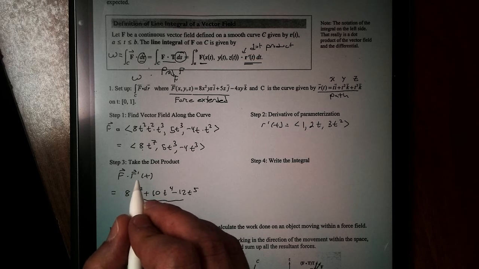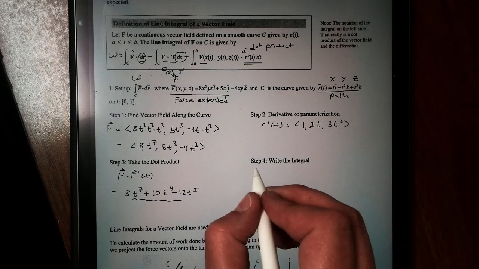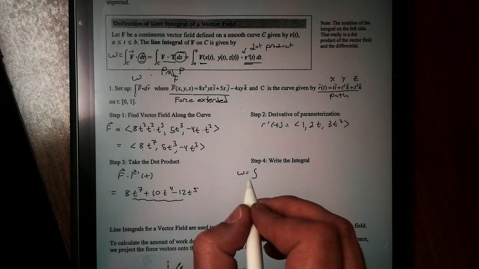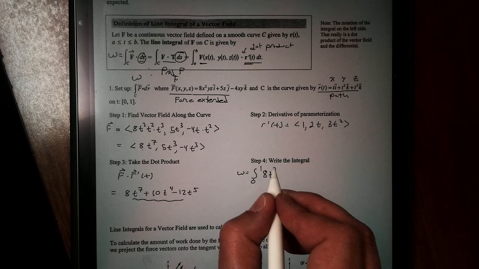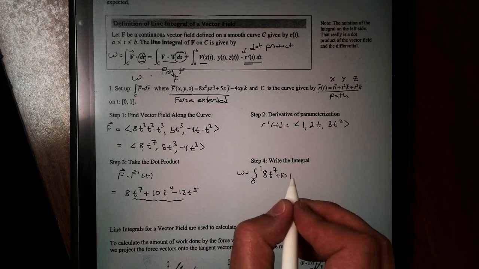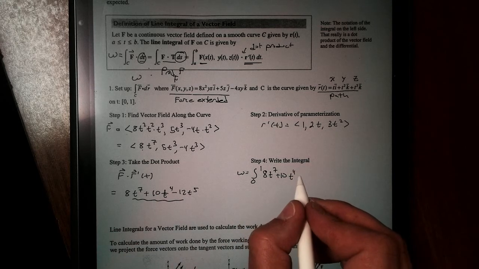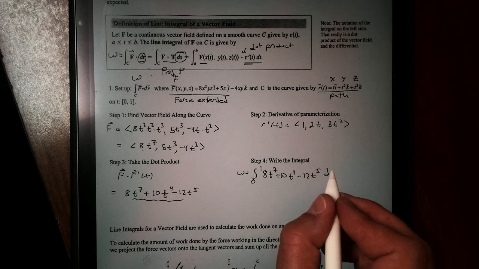And what we wound up with here, remember, this is my force times my change in position. And now I'm just going to plug that into my integral to get work. Our t values go from 0 to 1, the integral from 0 to 1 of 8t to the 7th plus 10t to the 4th minus 12t to the 5th dt.